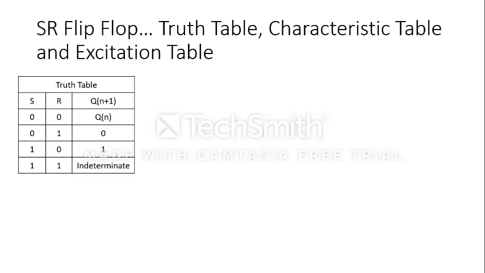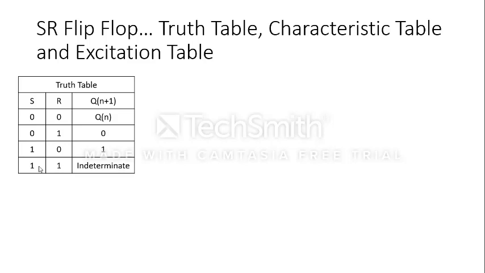So first thing is the truth table. This is not different from the SR latch. Similar thing: when your S and R inputs are both 0 0, your present output will be the same as your past output. When S is 0, R is 1, your present output will be 0. When S is 1, R is 0, your present output is 1, and when both S and R are 1 1, you will have an indeterminate state.